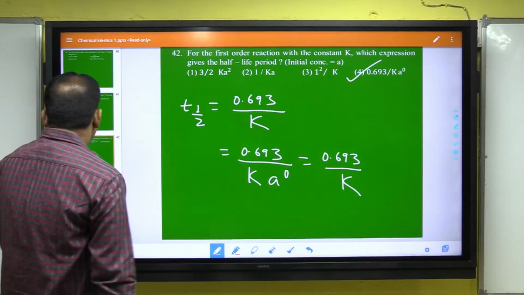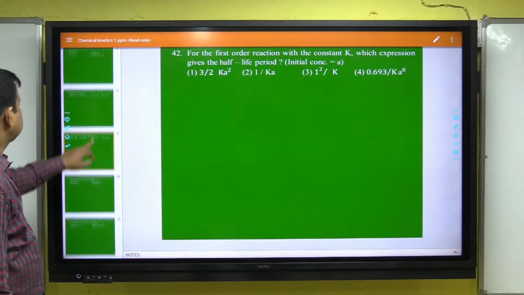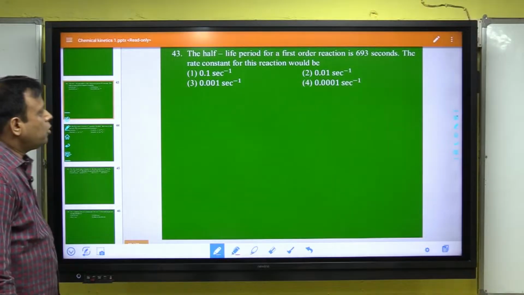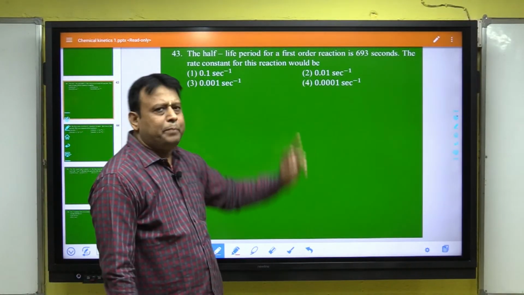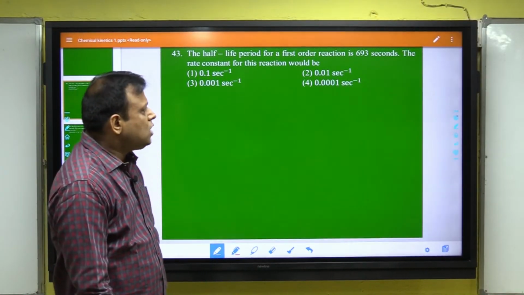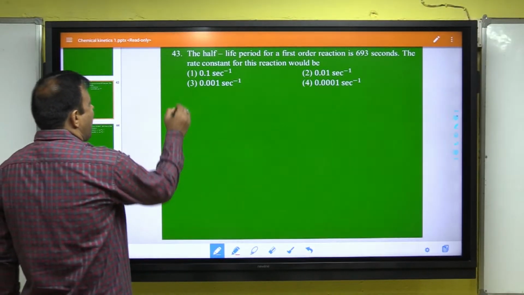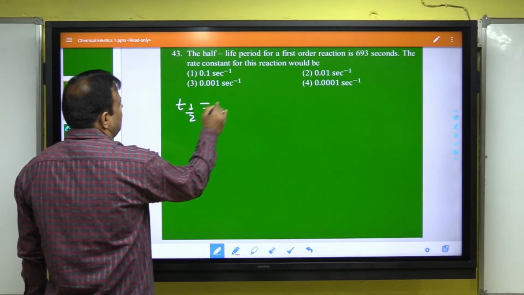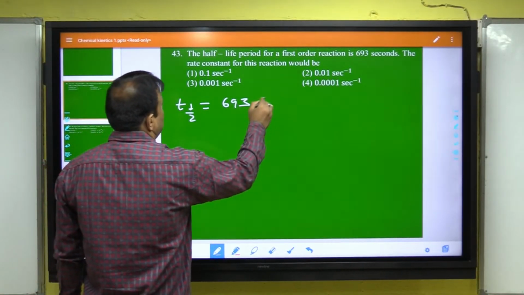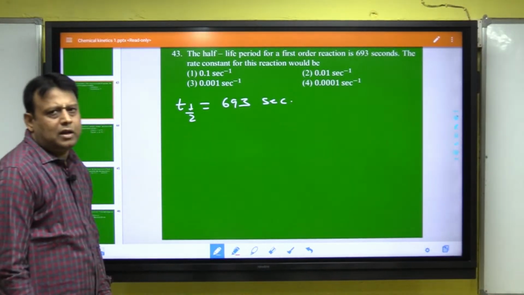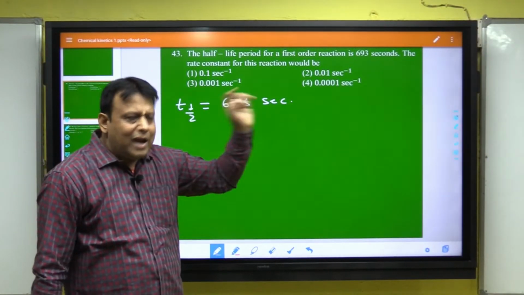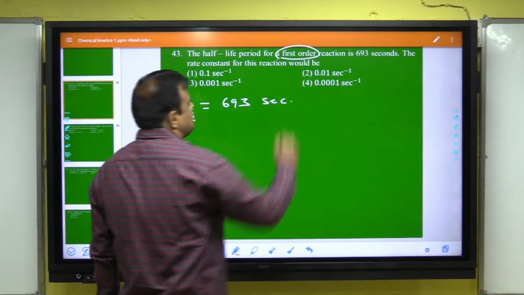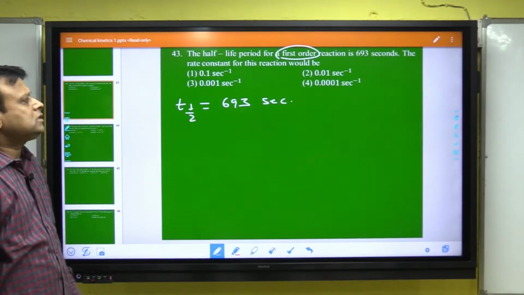Now, question number 43. Look at both. The half-life period for first order reaction. Listen, half-life is given, 693 seconds. Clear? And it is clearly given half-life of first order. Order of reaction is first. The rate constant for the reaction.